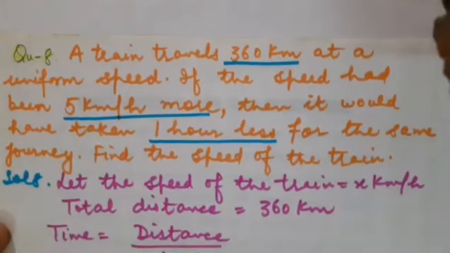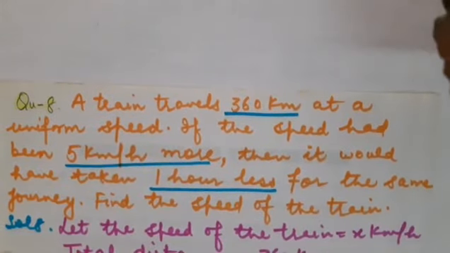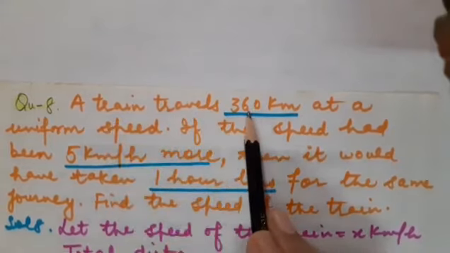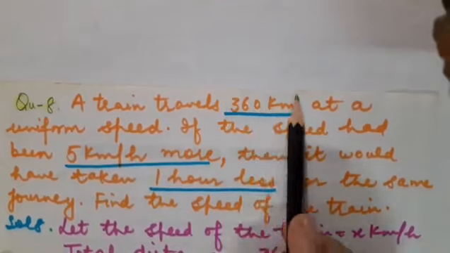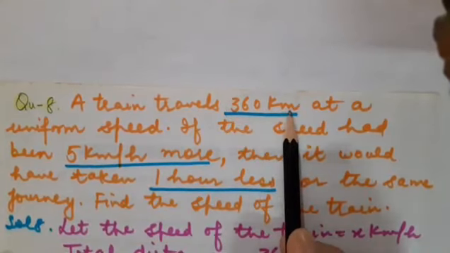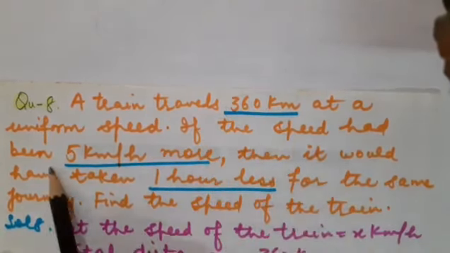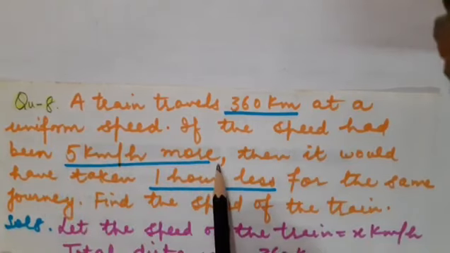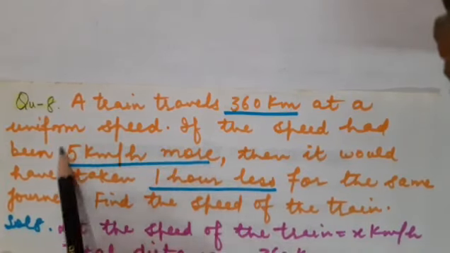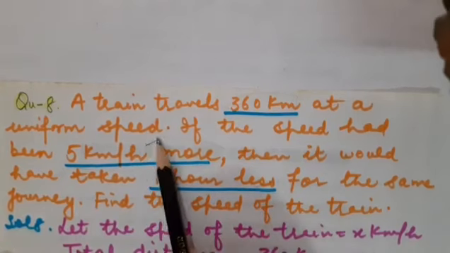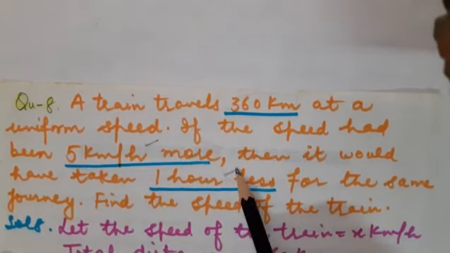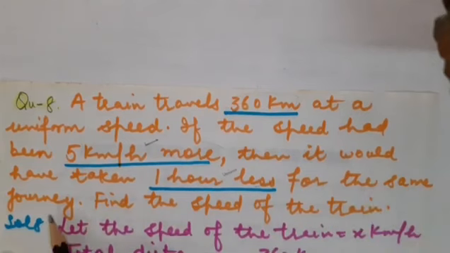Now children, let us switch to the next word problem. The statement is: a train travels 360 km at a uniform speed. So how much is the distance covered by the train? That is 360 km. If the speed had been 5 km per hour more, that is, if the speed of the train is increased by 5 km per hour, then it would have taken 1 hour less. Of course, if the speed is increased, definitely the time will be reduced for the same journey. Find the speed of the train.